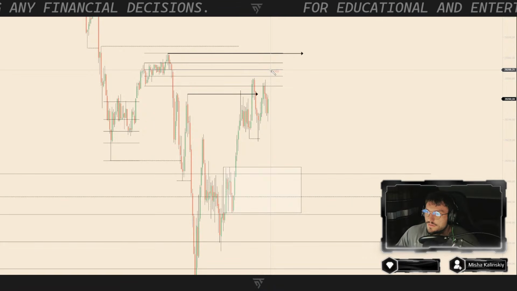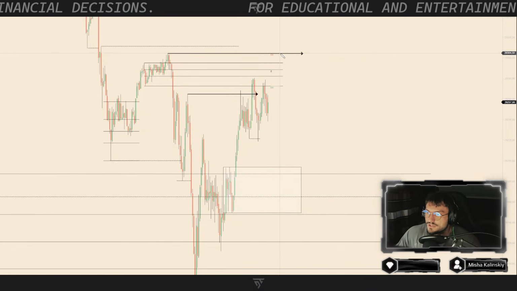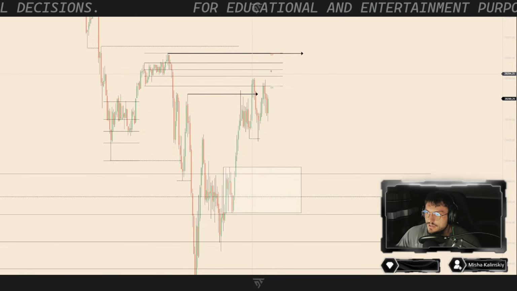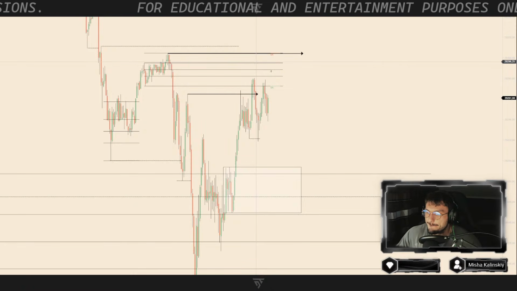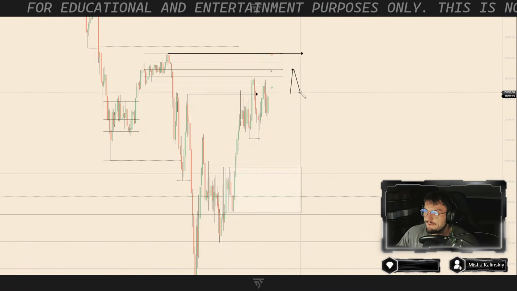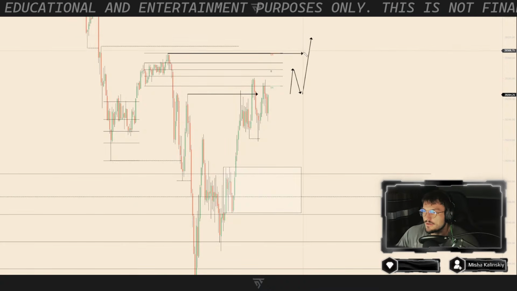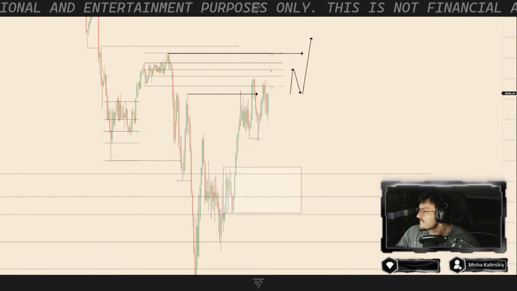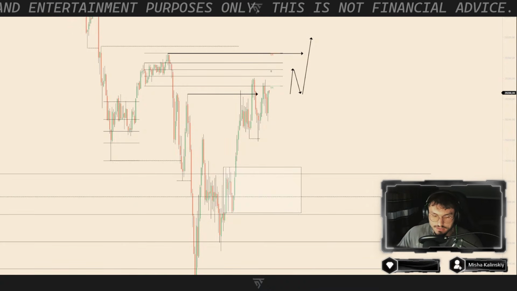A little rejection coming out of the top of the range, I could see, to create that SNDR and then go higher. That's what I see happening.